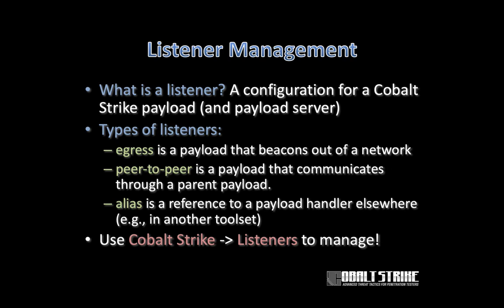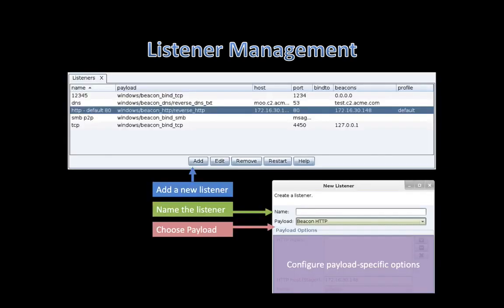To manage listeners, go to the Cobalt Strike menu and click Listeners. This is the listener management interface in the Cobalt Strike product. Here you will see a table with a summary of the different configured listeners. Press Add to add a new listener. And when you see the new listener dialog, make sure you give your listener a name. Every listener gets a name. And choose the type of payload that you're configuring.